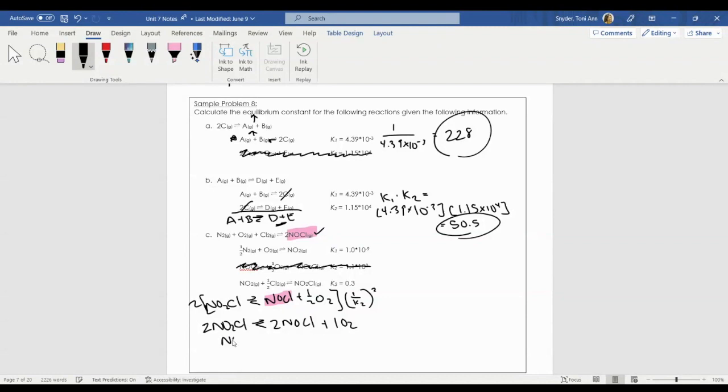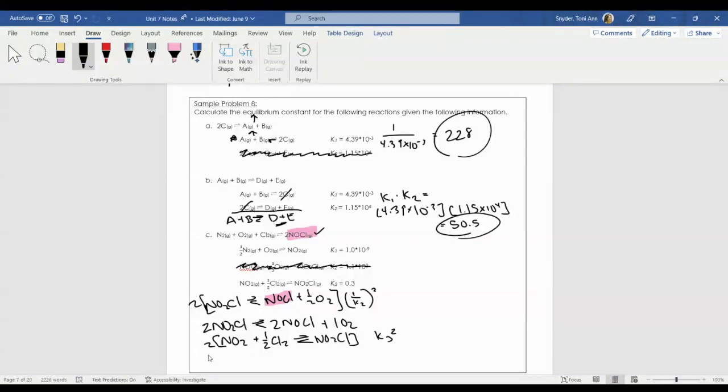I'm going to rewrite it: NO2 plus 1/2 Cl2 is in equilibrium with NO2Cl. The way it's written right now, I only have 1 NO2Cl on the product side. So again, I have to multiply this whole thing by 2. What does that do to the equilibrium constant? I didn't flip it. All I did was do the reaction twice. So I have to take K3 and square it, because I'm doing the reaction 2 times.